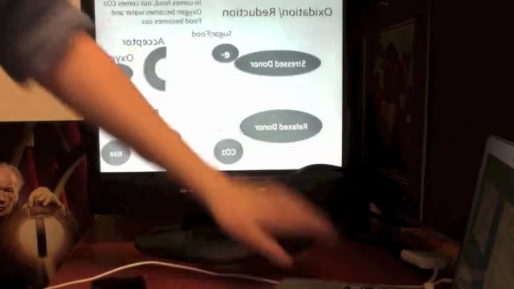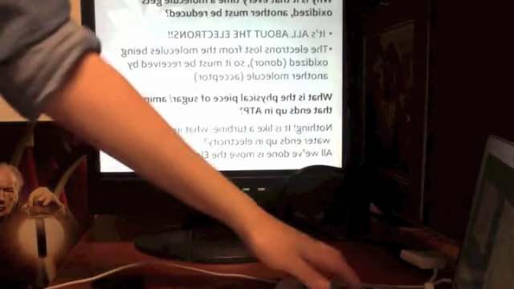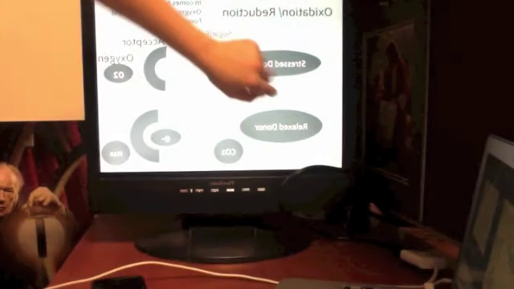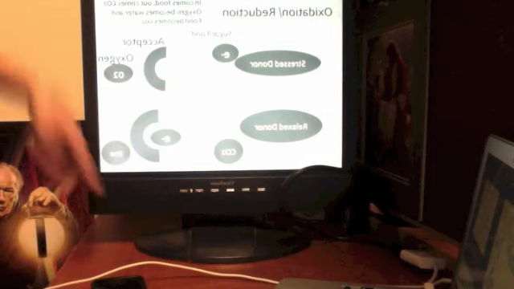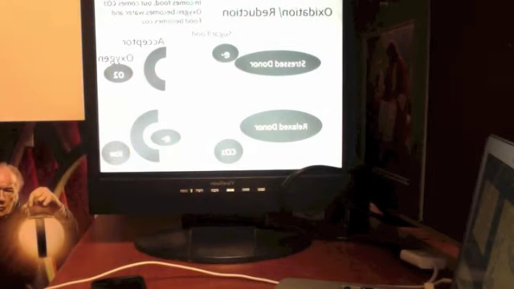Okay, here we go. The electrons lost from the molecules are being oxidized. So right now the stress donor is being oxidized. It needs to be accepted, so it must be received by another molecule, which is the acceptor. Then it goes down to right here, where it is accepted, and now it's at equilibrium. And like I said before, in comes food, out comes CO2.